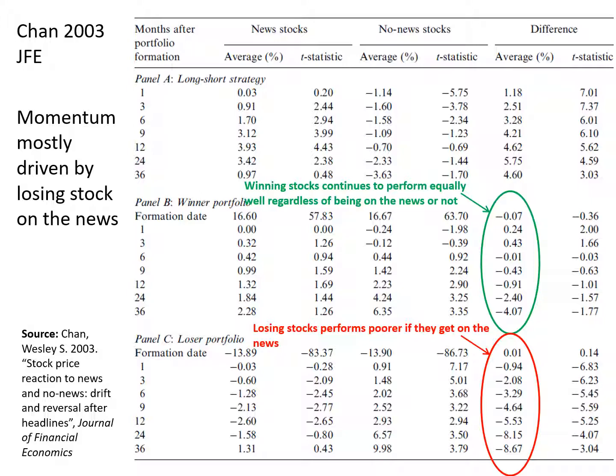If you look at the T stats, for winner stocks, the T stats are actually not statistically significant, right? For stocks on the news, it is somewhat statistically significant for those not on the news if you look at a longer duration, but in the short term, it's also not very significant. Right? But for losing stocks, you can see that the T stats are quite large.